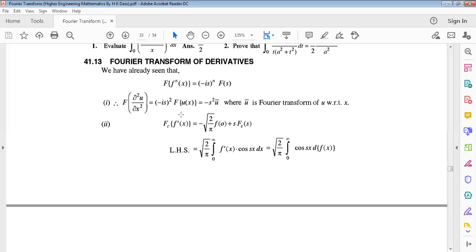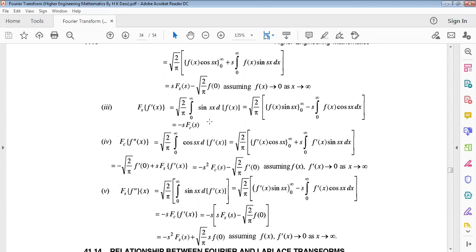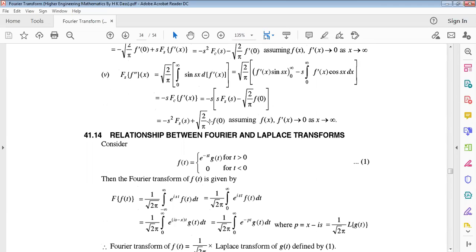Now the cosine transform of the first derivative. The cosine Fourier transform of the first derivative of f(x) will be minus root over 2 divided by π f(0) plus s times the sine transform of f(s). Actually, we just need to remember these derivatives.